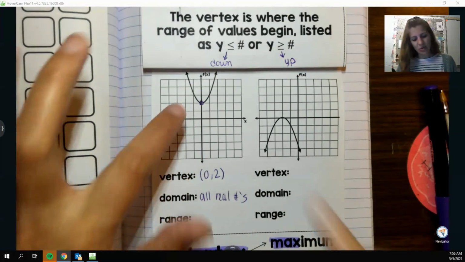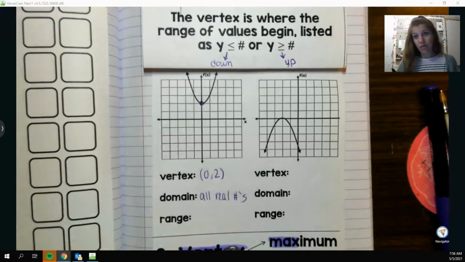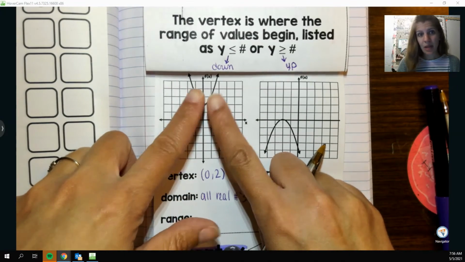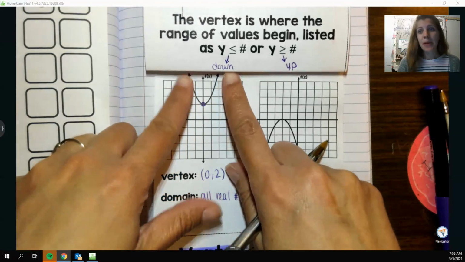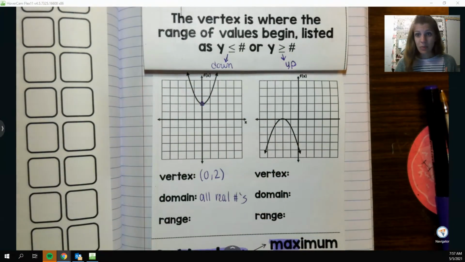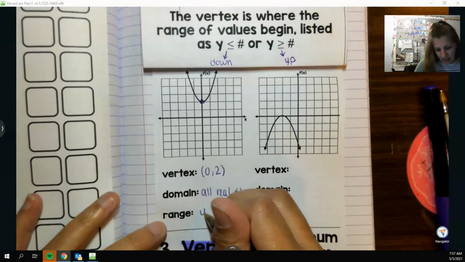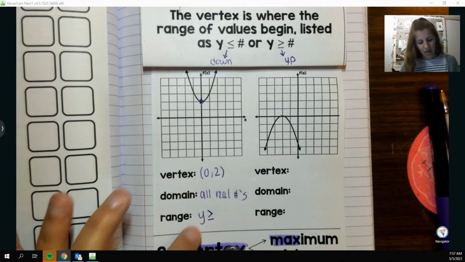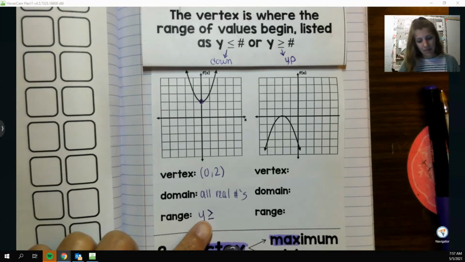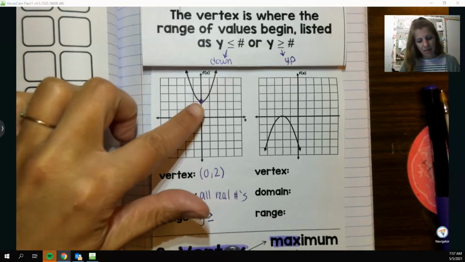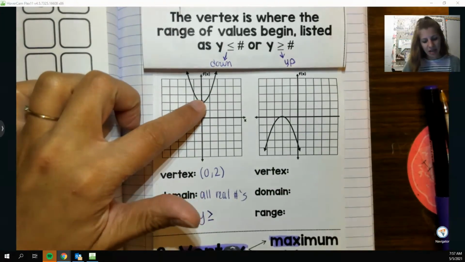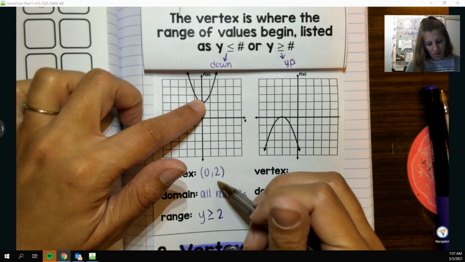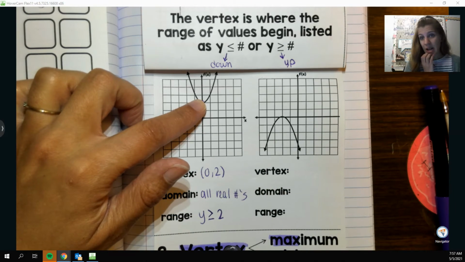However, when I'm thinking about range, and range is up and down, this graph is only going up. So because it's going up, up, up, up, up, that must mean there is a lowest point. And so my range will always be greater than or equal to, because I'm going up, that's why greater than, this bottom value. And the bottom value right there is 2. So whatever my vertex y value is just pops in for the range.